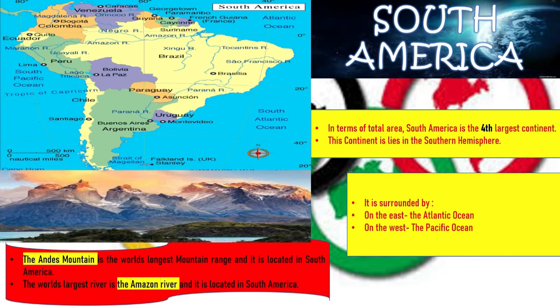We have also read that Nile is the longest river that flows through Africa, and here we have read that Amazon River is the largest river which is located in South America. Here longest means in terms of length and largest means in terms of volume of water. So in terms of length, the Nile is the longest river, and in terms of the volume of water, Amazon River is the largest river. I hope all of you understood the difference between longest and largest.